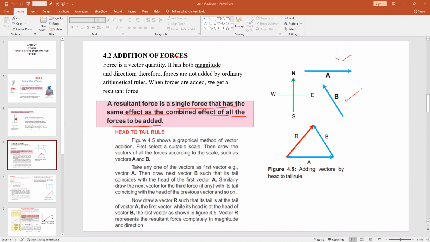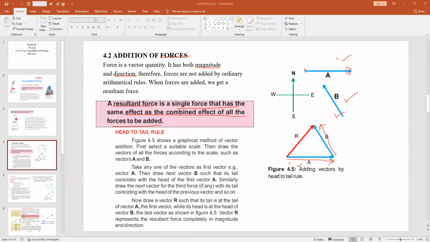So how can we add them? We can add them with the help of the head-to-tail rule. First of all, we have to draw the first vector A. This end is known as the tail of the vector, and this arrowhead is known as the head of the vector. We draw the first vector in the direction that is given to us, and then we draw the second vector with its tail joined to the head of the first vector.